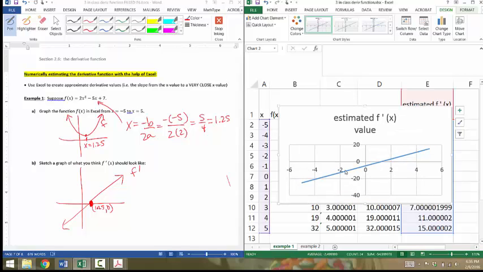And there it is. It's increasing, looks like a straight line, just like our sketch looked like a straight line for the derivative. Looks like it's intersecting at 1.25. That makes sense. Looks like a pretty good graph for what we thought it was going to be.